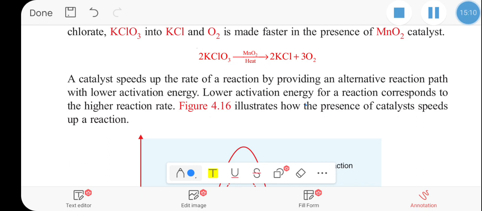How do catalysts speed up the rate of reaction? Catalysts can speed up the rate of reaction by lowering the activation energy for a reaction.